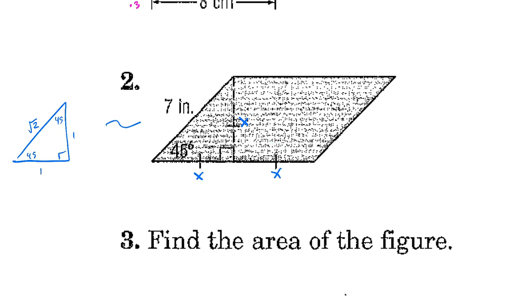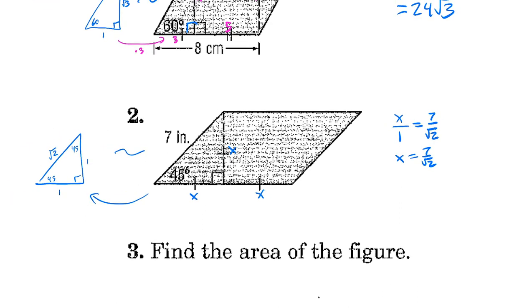All right, so let's just solve for it. So x is to 1, right? Going this direction. x is to 1 as 7 is to root 2. Oh, well, x over 1 is just x, so we have x already. It's 7 over root 2. So we'll simplify when we get to our answer. I'll leave it like that for now.